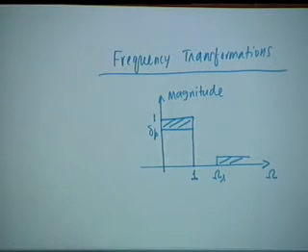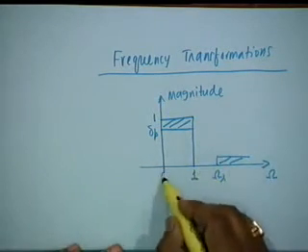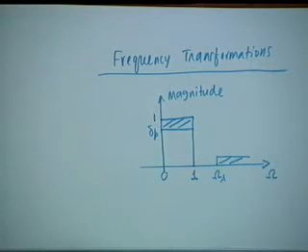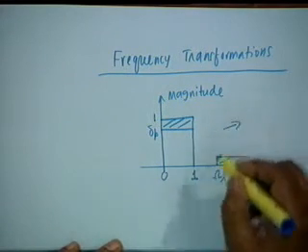Normalized low pass filter has a cutoff frequency of 1. This cutoff frequency could be the 3 dB frequency for a Butterworth, or it could be 1 dB frequency for a Butterworth, it could be 0.5 dB for Chebyshev, whatever it is. Our passband is specified from 0 to 1, capital omega 0 to 1. We want to transform this filter into other kinds of filters.